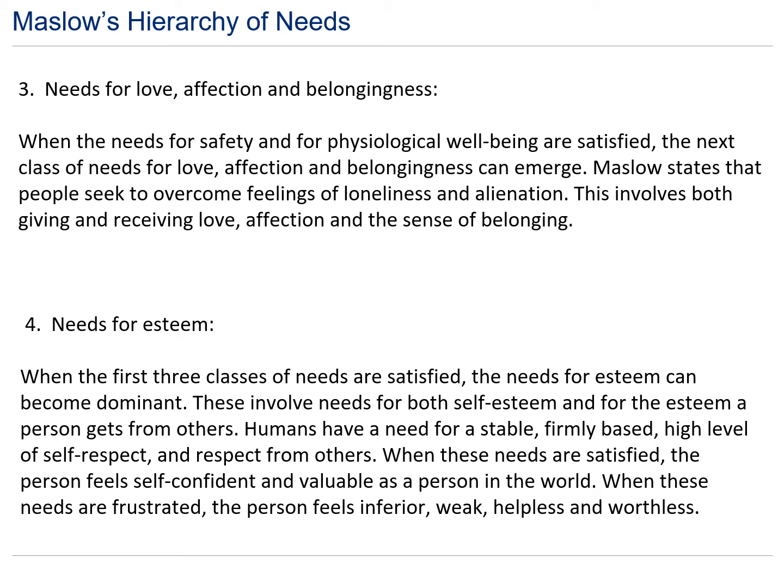The next need is the need for love, affection, and belongingness. Basically, it is social needs. When the safety needs and the physiological needs are satisfied, as we know physiological need is the first basic need, then comes the safety need, and then comes love, affection, and belongingness. So when the first two needs are met, the third need which arises is the need for love, affection, and belongingness, which is nothing but social needs. Maslow states that people seek to overcome feelings of loneliness. This involves both giving and receiving love, affection, and a sense of belongingness.